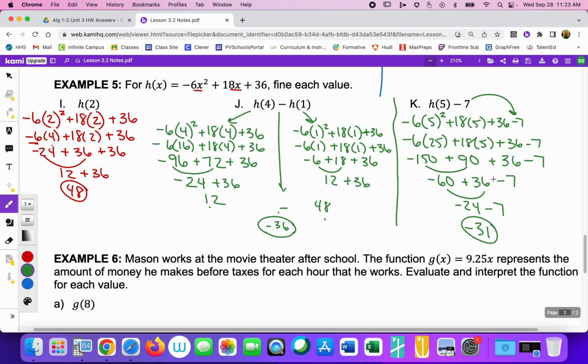Questions before the last problem, which is something very similar to this, but it's a word problem, so we're going to talk more about what it means.